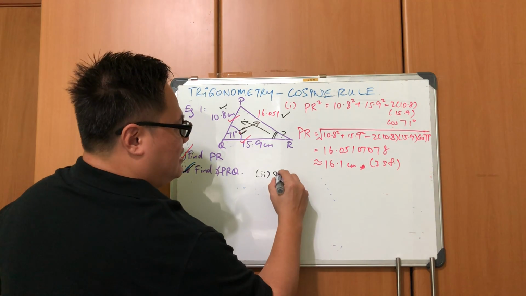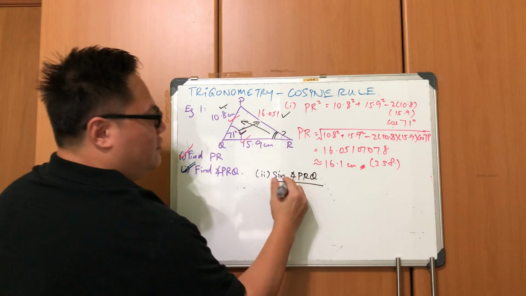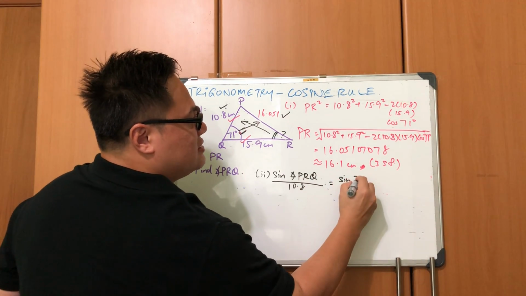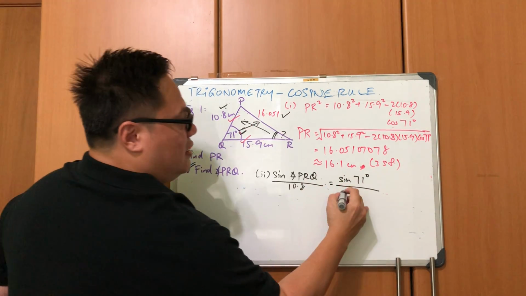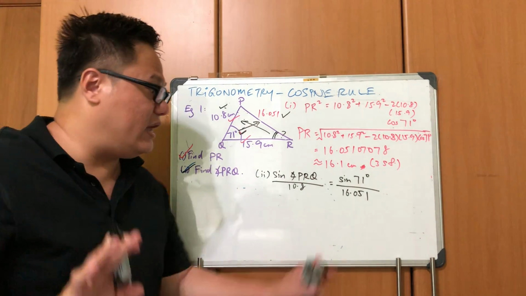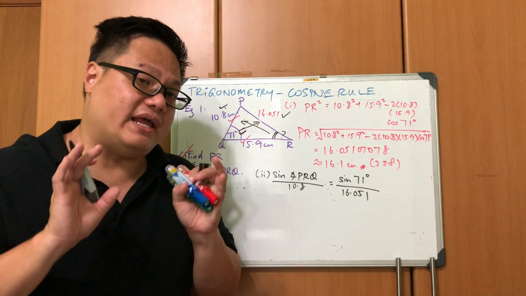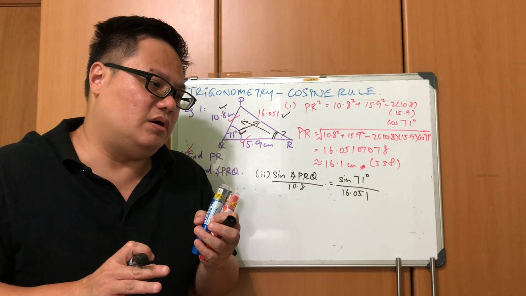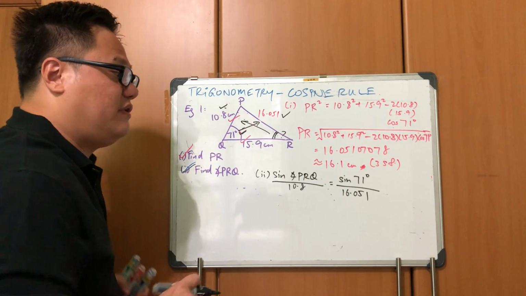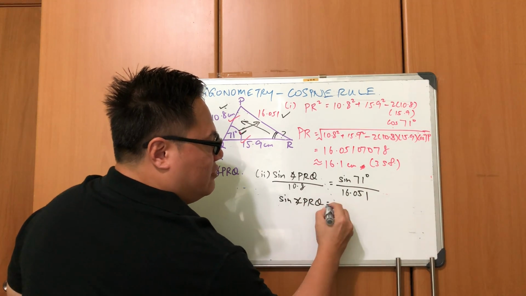Okay, so in this case, sine of angle PRQ over the opposite side 10.8 is equal to sine 71 degrees over 16.051. Remember girls, write at least 5 digits here. You write anything less than 5, the markers may mark you wrong. So please write at least 5 digits. If you're a bit scared the markers will deduct marks, then you write all 10 digits. It's perfectly fine.